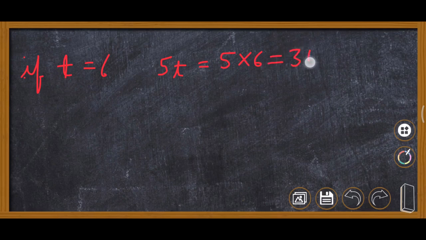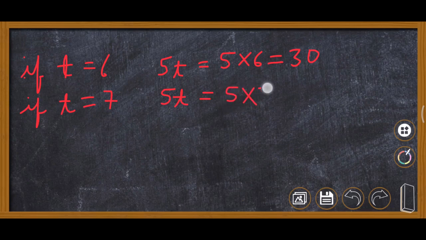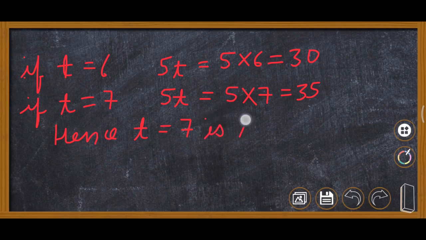Now we will put more values. If t equals 6, then 5t is equal to 5 sixes, which is 30. Now if t is equal to 7, then 5t is equal to 5 into 7, which is 35. Now here you can see when t is equal to 7, then the answer is 35. Hence t equals 7 is the solution.